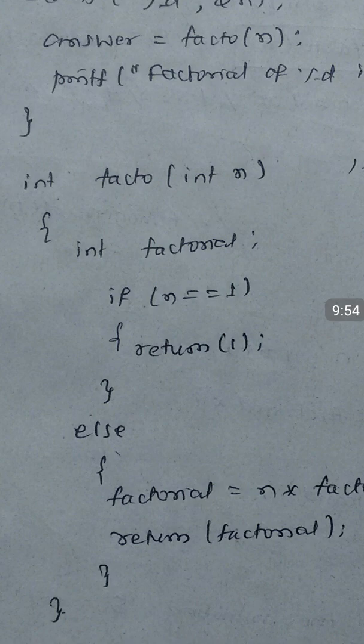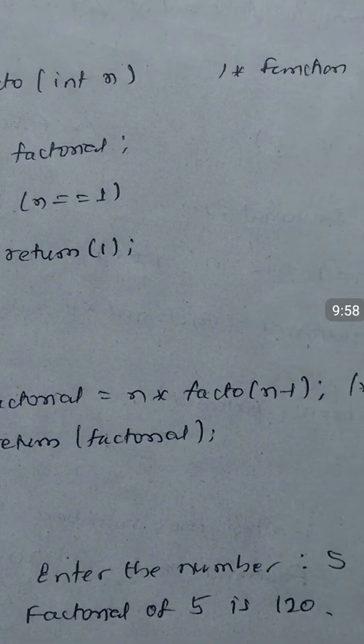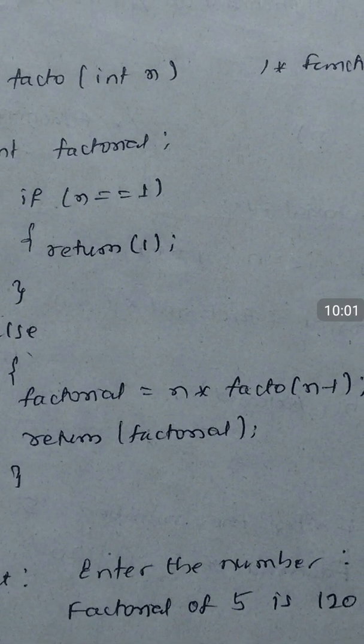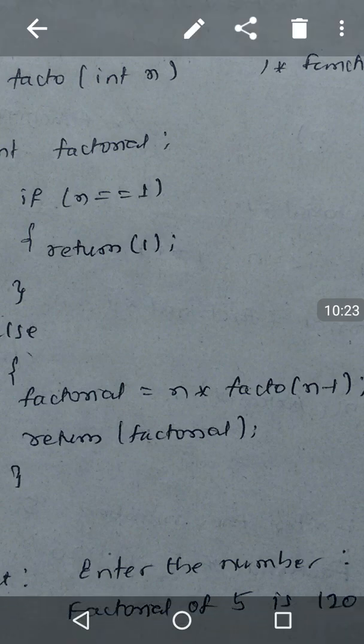Otherwise, if it is other than 1, then it goes to the else part. In the else part, it does the computation: factorial is equal to n into facto of n minus 1. Initially we have called the function, and again inside the function we call the same function name, facto. So, what it does is it calls the same function by itself.